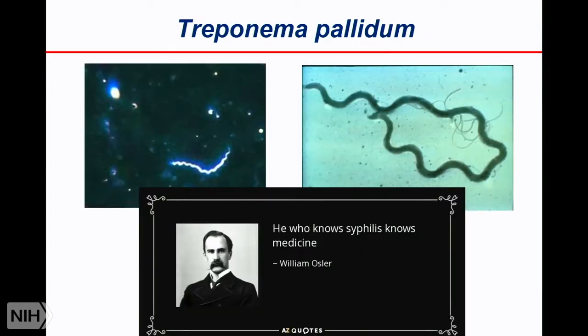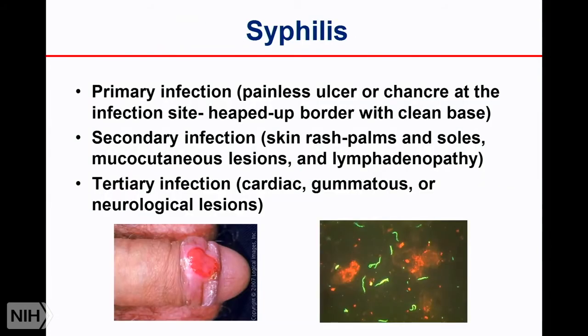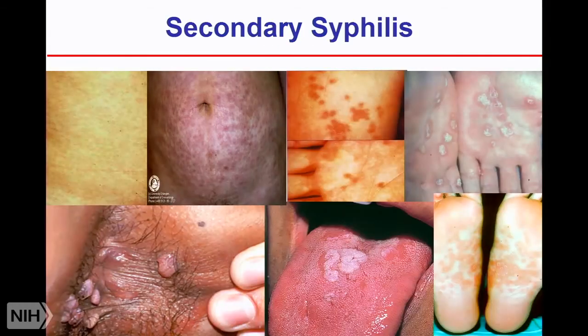Well, the answer to this story, which William Osler said a long time ago, is that he who knows syphilis knows medicine. And it's because syphilis can present in any shape or manner of clinical disease or no disease. The organism, as you know, starts out as a chancre. Photograph there. You can do a dark field or a fluorescent stain and see the organism. It can then progress to secondary form of the infection and then tertiary.